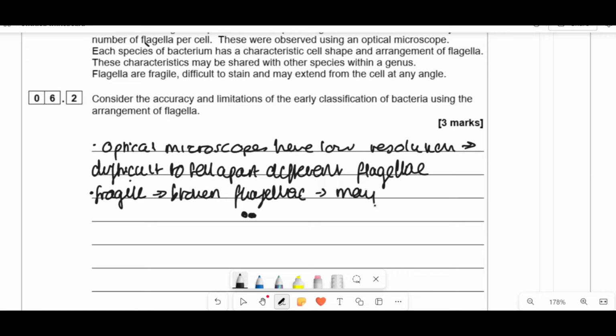And then you need to talk about the consequence. Well, you may not see it. If you can't see them, they're not going to count. Other things you can say is that they're difficult to stain, so they're invisible. Other things as well is that if you're doing it at an angle, you might not be able to see them. And as well as that, classification of bacteria, like not all bacteria have flagella.